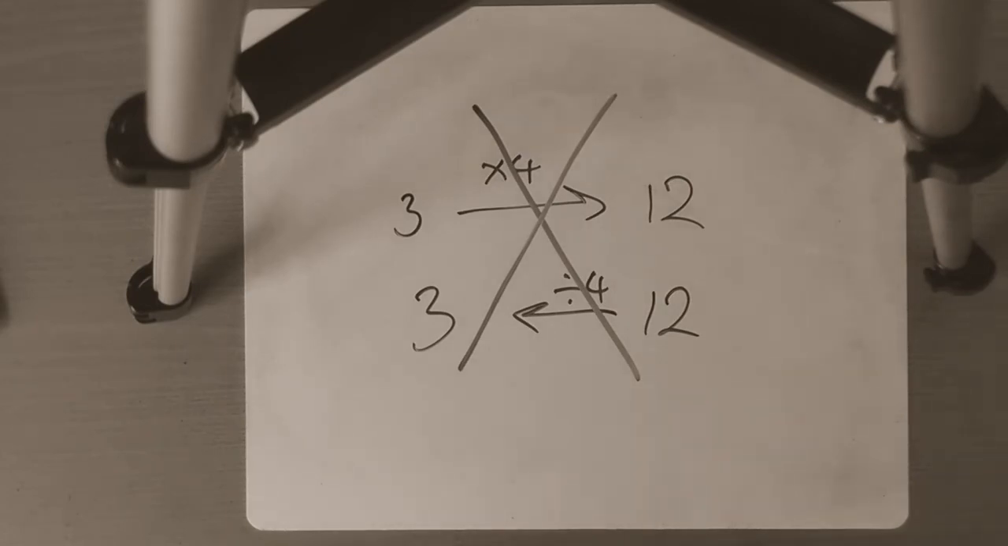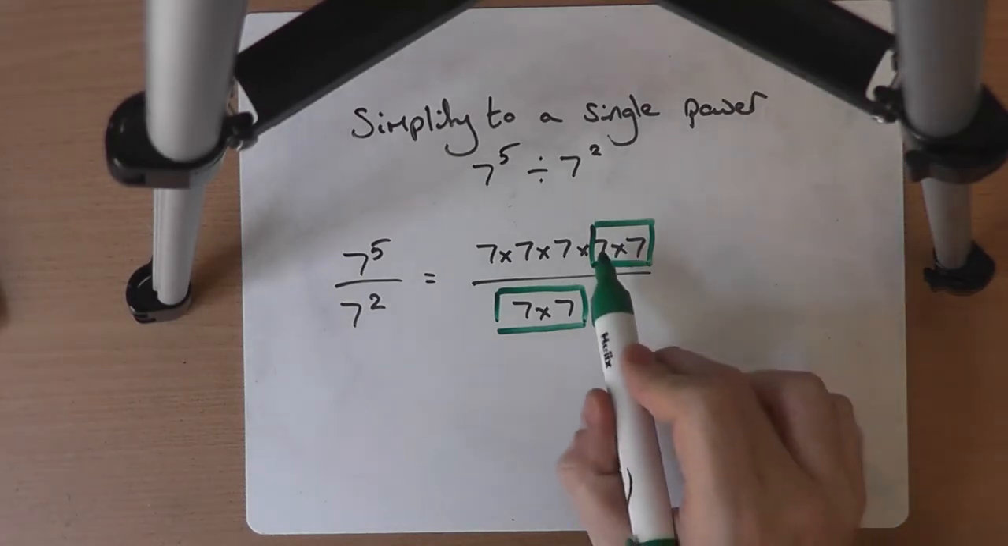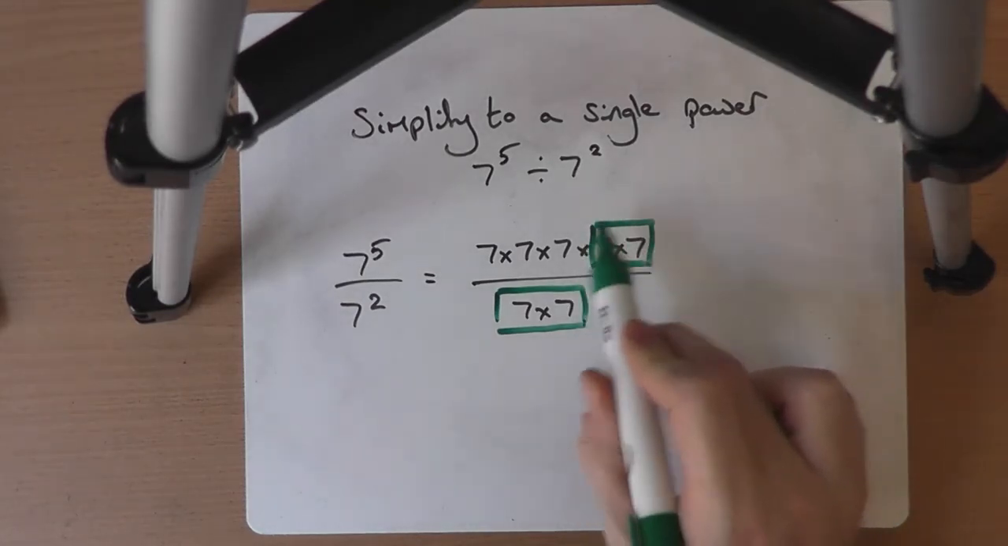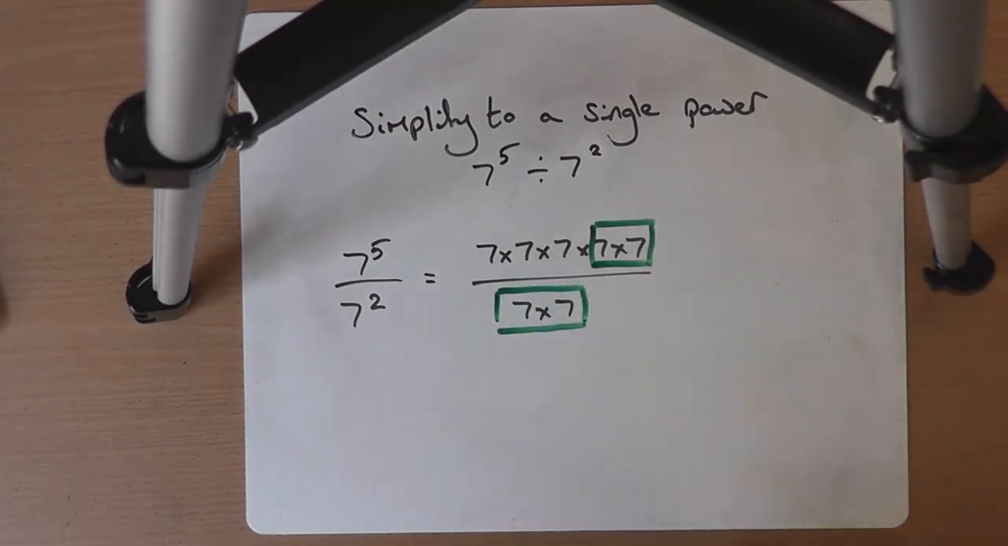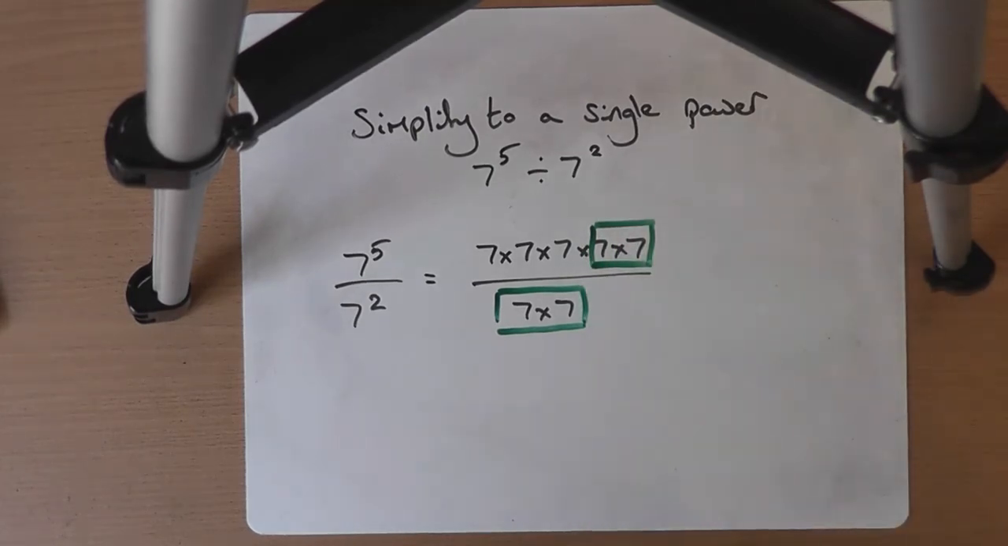But why is this idea important to our simplifying to a single power? Well, let's have a look at top and bottom and see what's there. What we have got here on the top, this is a number. 7 times 7 times 7 is a particular number. We're not interested in what it is, but it is a number. And we are timesing by this green box. We times by the contents in the green box. And then we immediately divide by the contents of the green box.